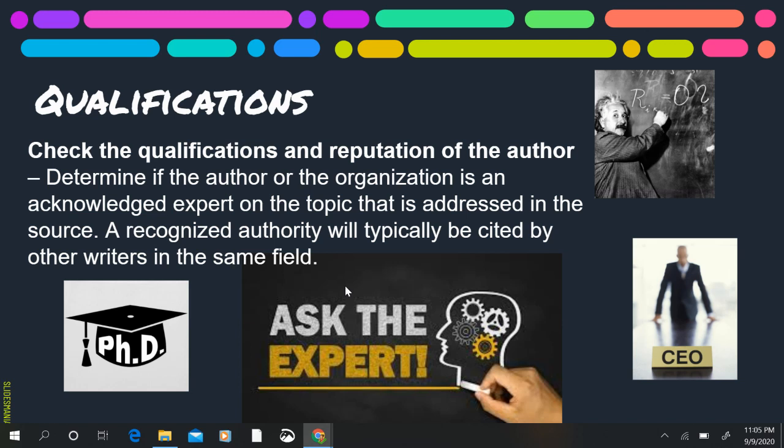But if Albert Einstein were to write a book about marriage and relationships, maybe not, right? Does he have any more experience at marriage and relationships than anybody else? Just because he's a scientist and he has a good reputation as a scientist does not make him a marriage counselor, right? So those are the kinds of things that you have to be aware of. Does the person have qualifications in the field in which he or she is writing?